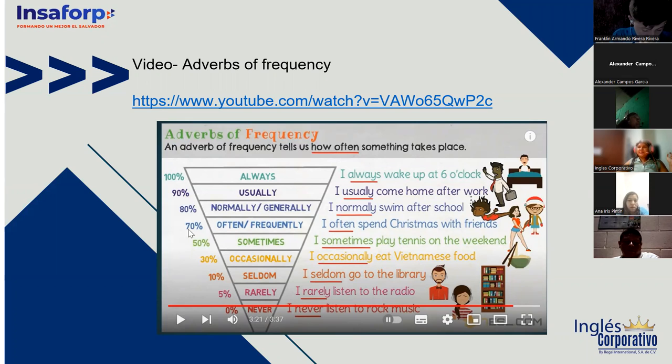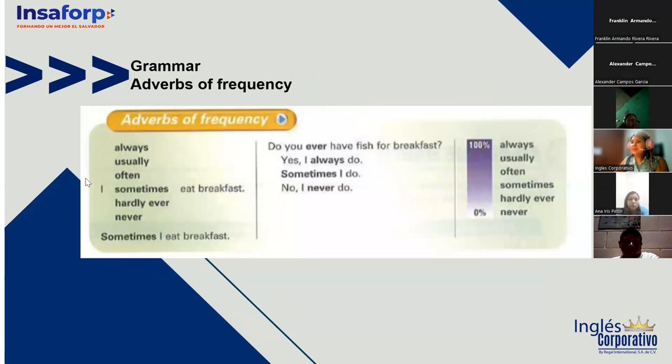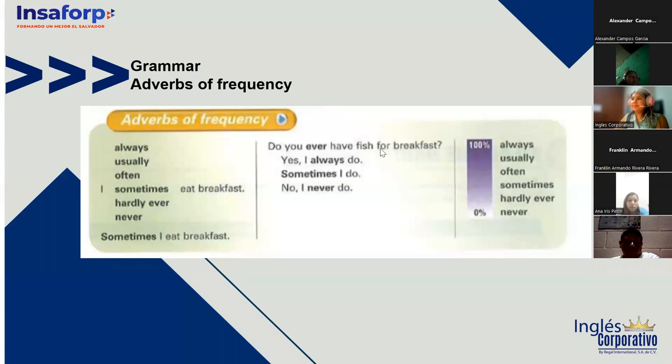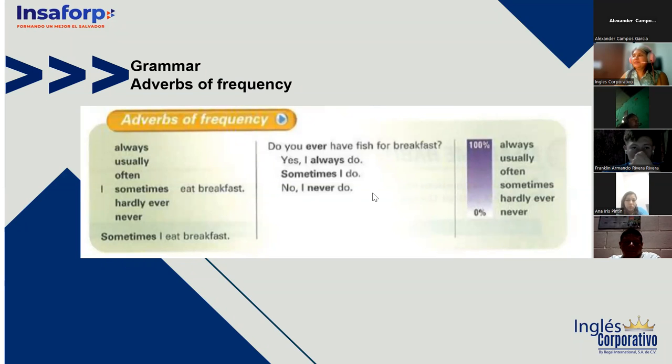Okay, I have more participants, but we're going to continue with the next activity. You're going to participate in the next one, okay? Ingrid Magdalena and Franklin Armando. Here we have the same adverbs of frequency. Tenemos los mismos adverbs of frequency. If you have a question using the adverbs of frequency, you're going to add the adverb before the verb, after the noun or pronouns. Do you ever have fish for breakfast? That is the question. Yes, I always do. Or sometimes I do. No, I never do.